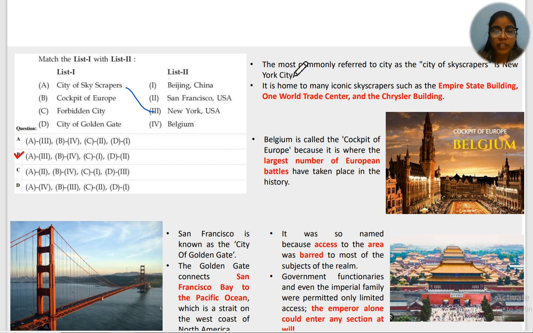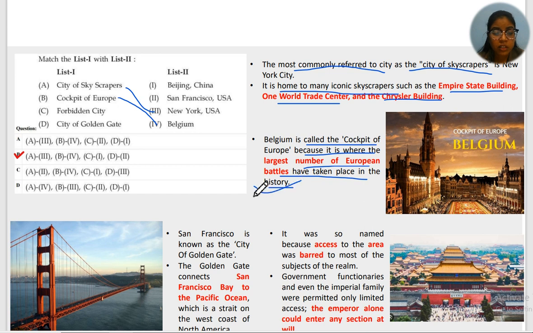The reason behind it is that the city most commonly referred to as the city of skyscrapers is New York City. It is home to many iconic skyscrapers. Some of the iconic skyscrapers present in New York are the Empire State Building, One World Trade Center and the Crystal Building. Please note down the names of these buildings. These are very important. After that you have Cockpit of Europe. Cockpit of Europe is Belgium. Belgium is called the cockpit of Europe because the largest number of European battles have taken place there in history. For this reason, it is known as the cockpit of Europe.